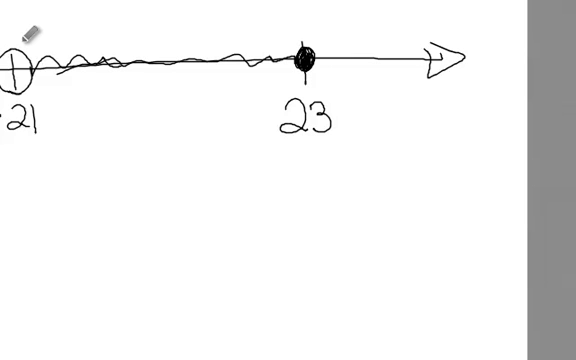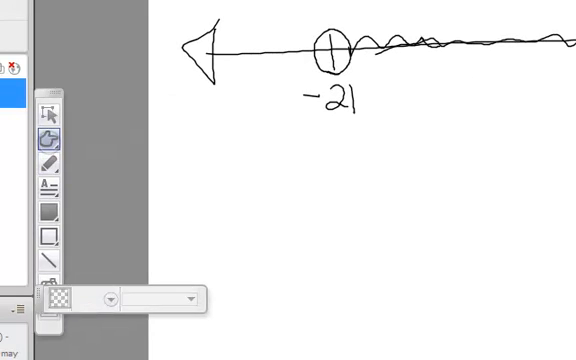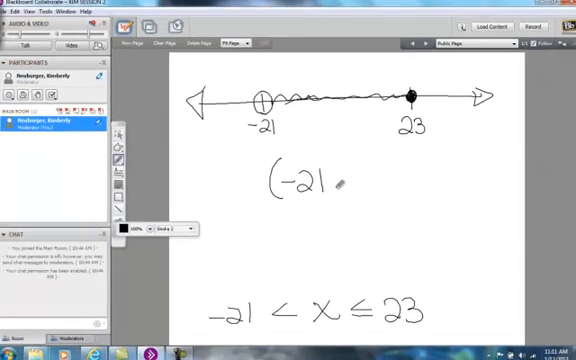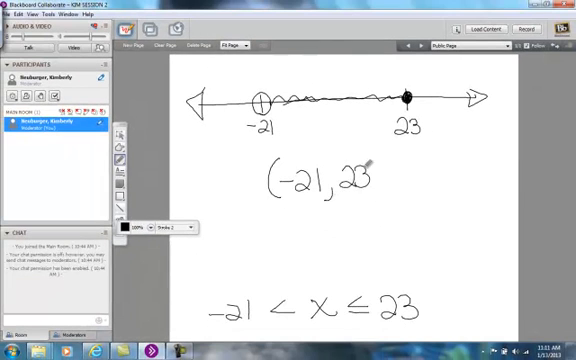Do not assume that you will always be shading in between. Sometimes your inequality will have you shading out here and out here, and those will be written slightly different. So in interval notation, this is going to be a round bracket, negative 21, comma, 23, with a square bracket. Round bracket goes with the inequality symbol without the line underneath, and square bracket goes with the one that you have a line underneath.